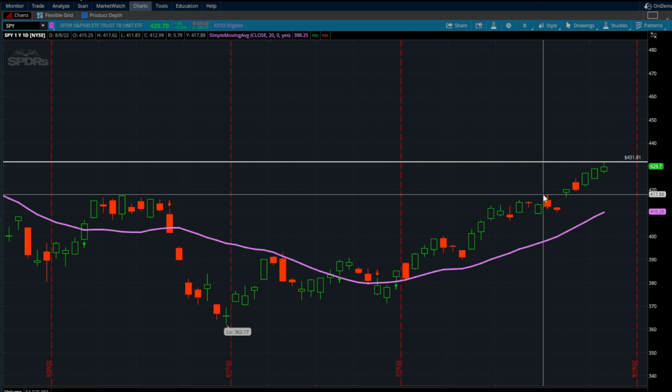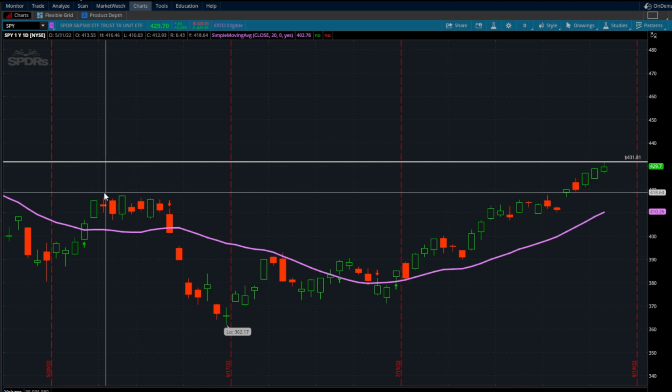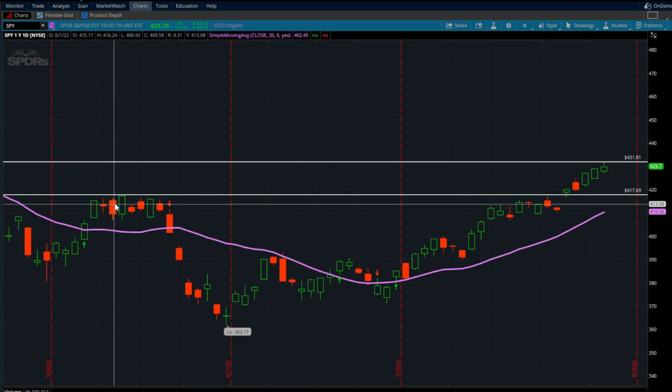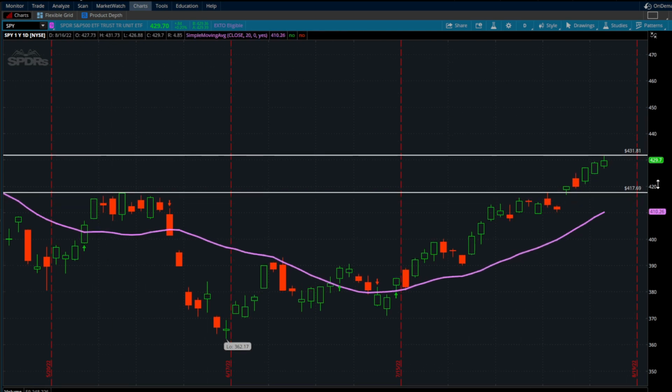What is this telling me? If we do pull back, what could this potentially act as, guys? What could this potentially act as? We need to know this answer already. A previous level of resistance might become a future level of support. So 417, 415, in between that zone could act as a future level of support, being that it was a previous level of resistance.